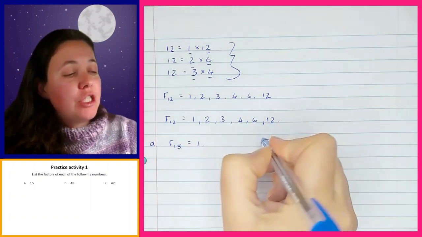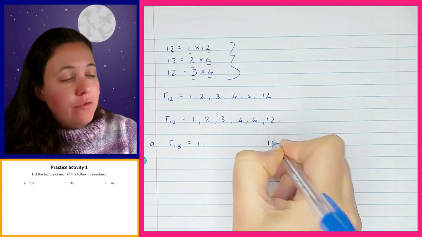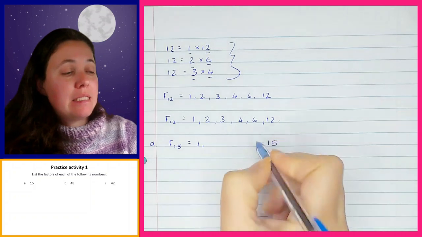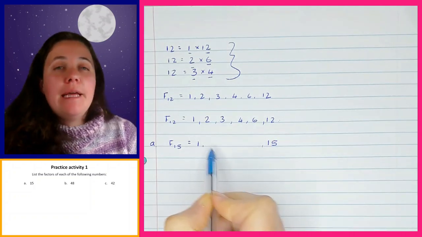So in this case, it's going to be 15. So I'm going to write down my 15 over there as well, leaving some space in between for the factors that I still need to write down. Okay, now the next number I'm going to check is 2.